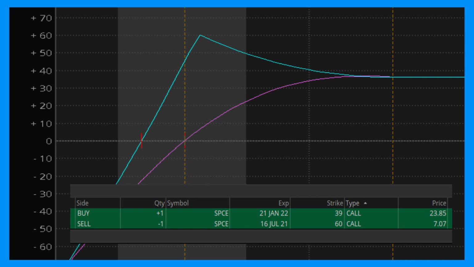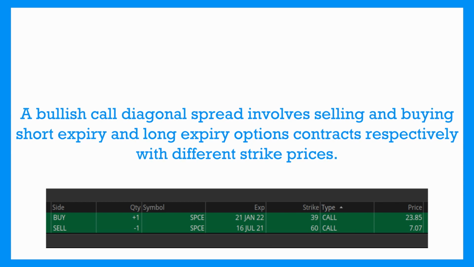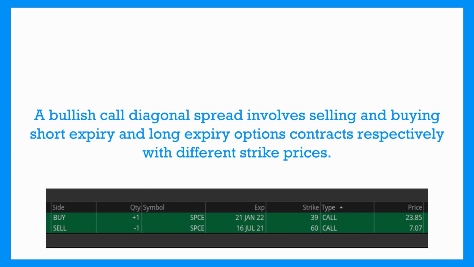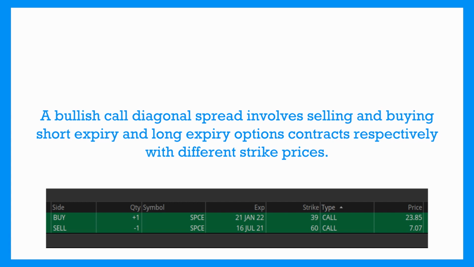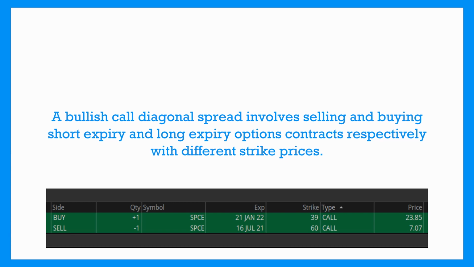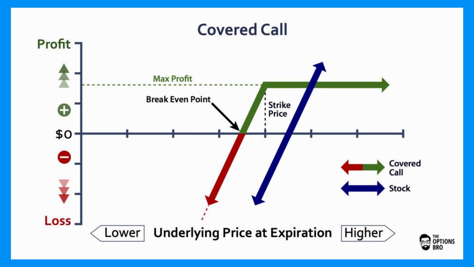For simplicity reasons, we will only focus on a bullish call diagonal spread strategy in this video. So what is a bullish call diagonal spread? A bullish call diagonal spread involves selling and buying short expiry and long expiry options contracts respectively with different strike prices. The strike price of the option contract sold is higher than the strike price of the option contract bought. If you are familiar with the covered call strategy, a bullish call diagonal spread is similar to the covered call strategy, but at a lower cost.